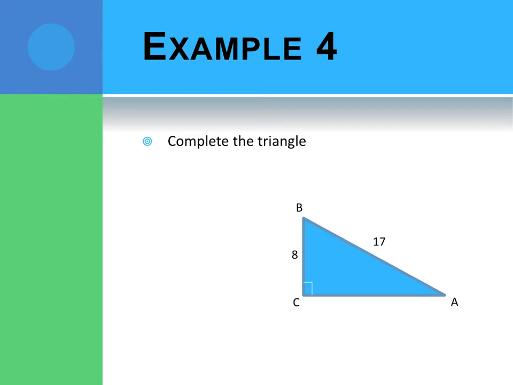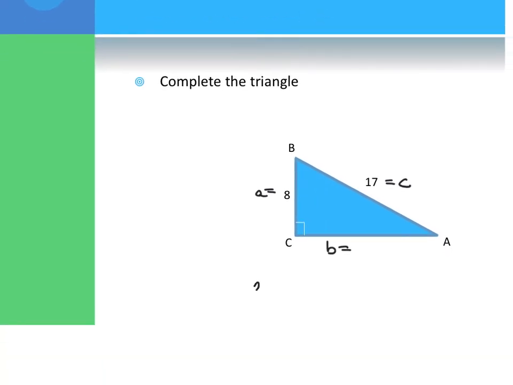So if it says to complete the triangle, that means we're going to find the three angles and the three sides. In order to find the missing side, and again, remember this is little a because it's across from angle A, this is little b, this is little c. To find little b, I have to use the Pythagorean theorem. A squared plus b squared equals c squared. A is 8, I don't know b squared, and c is 17.